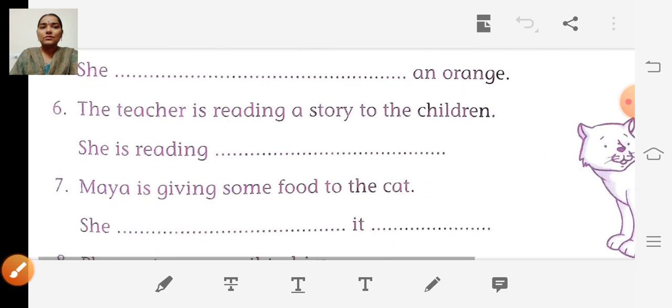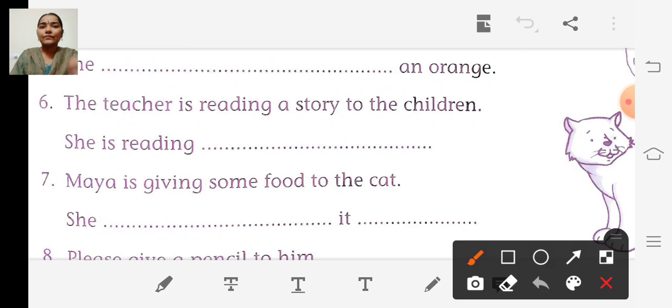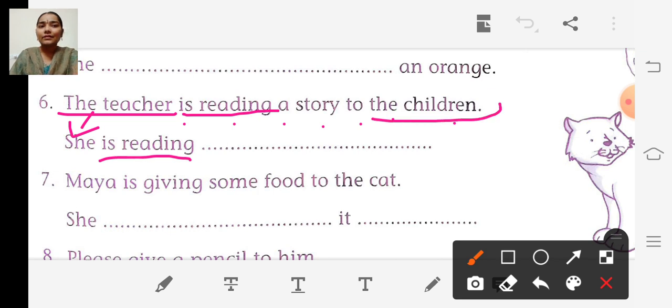So look at the sixth sentence. The teacher is reading a story to the children. So instead of the teacher, they have written she. Okay, she. So what is she doing? She is reading. To whom is she reading? To the children.